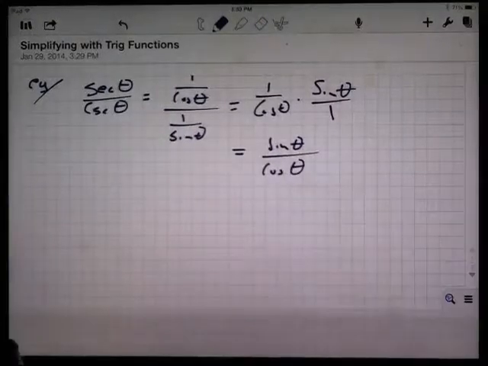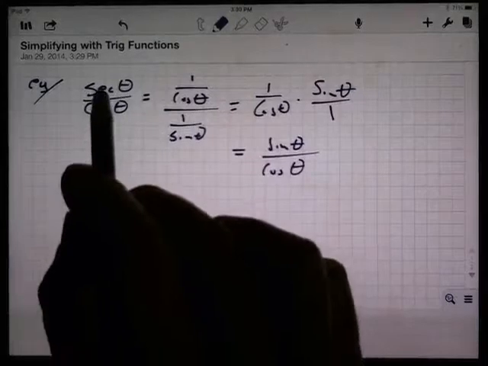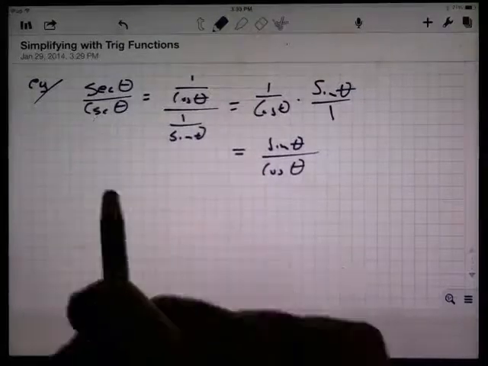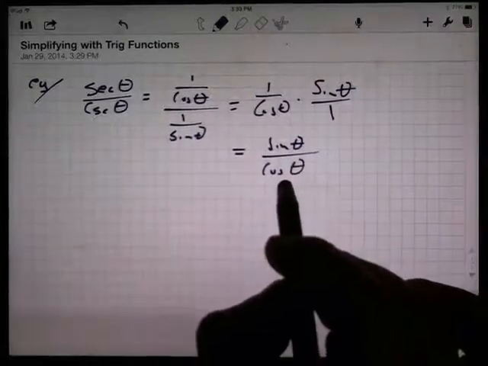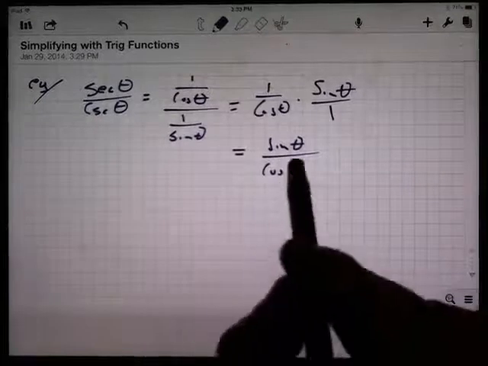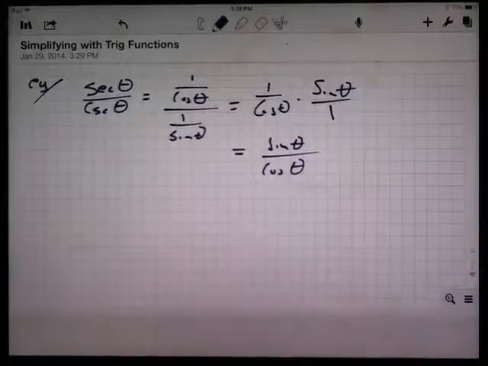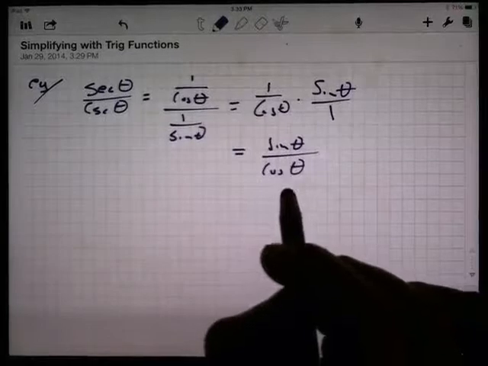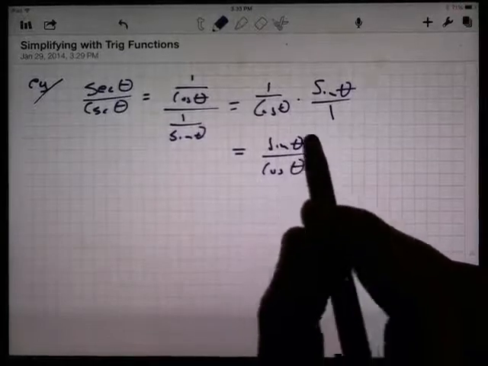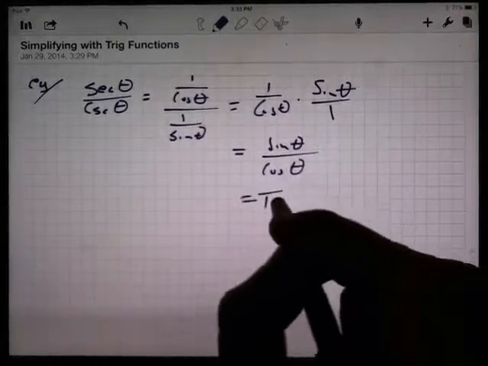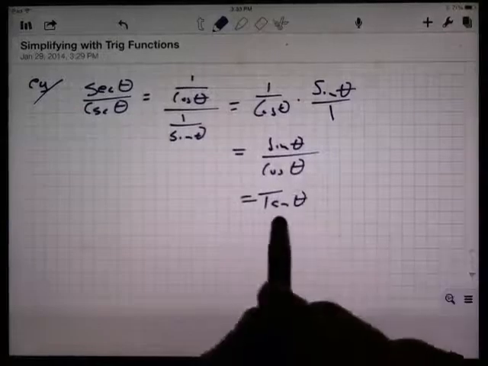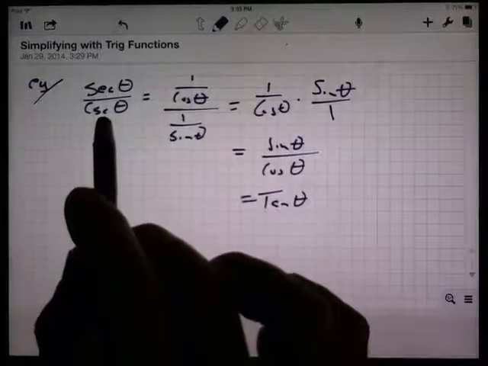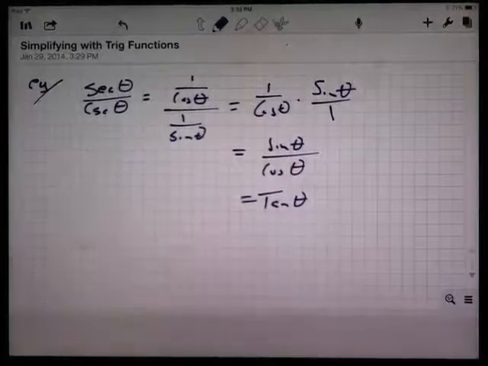And, well, is that simpler? I had one trig function divided by another, now I have sine divided by cosine. That looks of similar complexity, but sine divided by cosine I recognize because of a quotient identity. Sine divided by cosine is tangent theta. So indeed, I think I have simplified it by going from here to there. Okay.